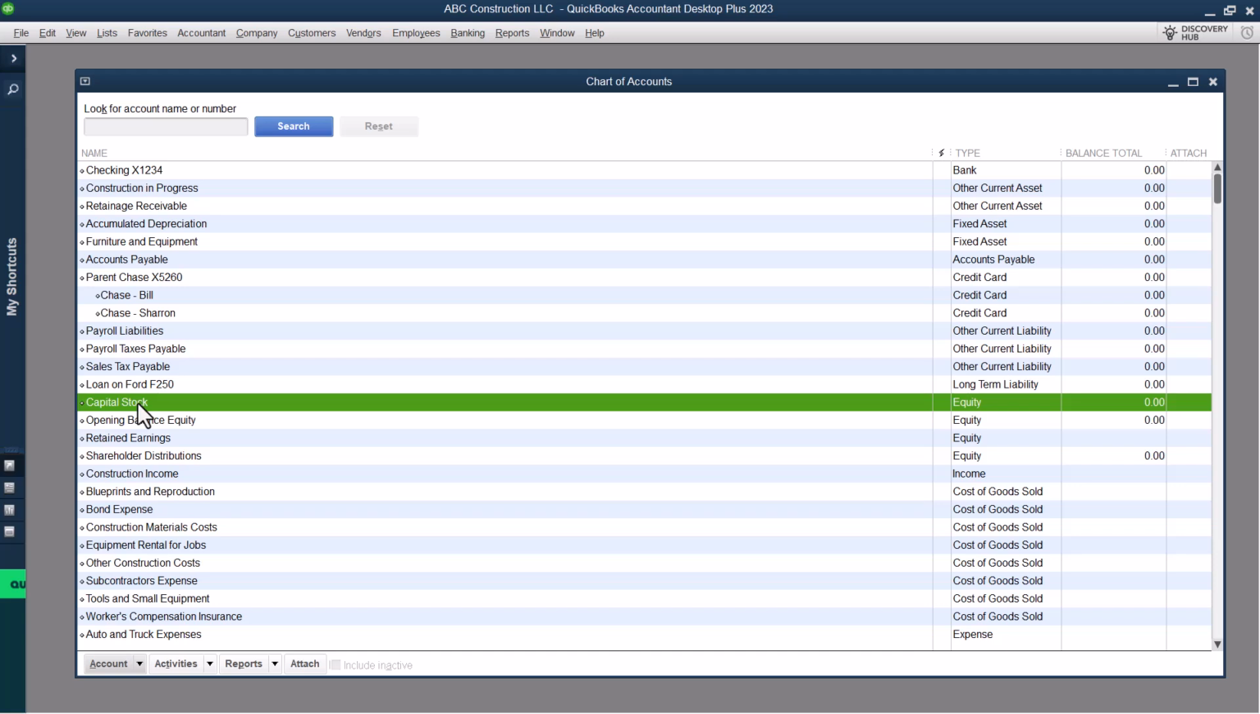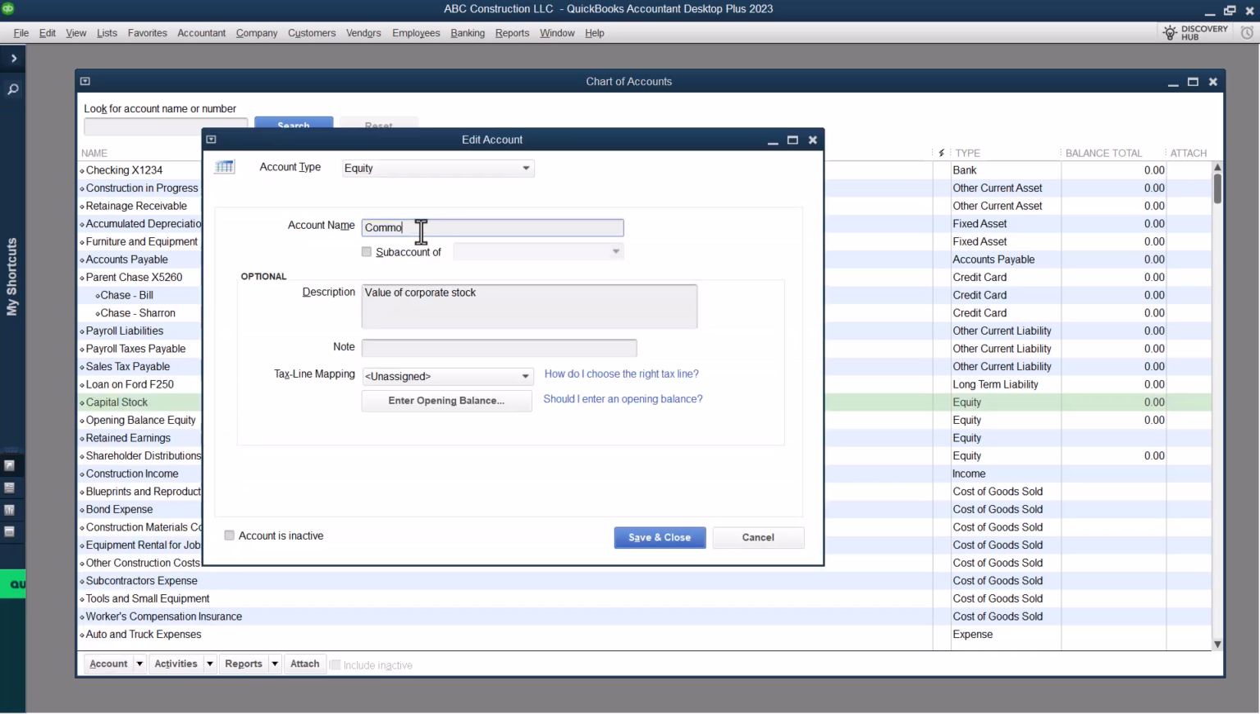Capital stock is the stock in a corporation. So an S corporation is going to have a capital stock or a common stock account. Oftentimes this will say common stock. S corporations cannot have more than one class of stock. So if there's capital stock, you can't have capital stock and common stock. There can only be one type of stock. This defaults to capital stock. You might want to just rename it to common stock, which you can do like that.